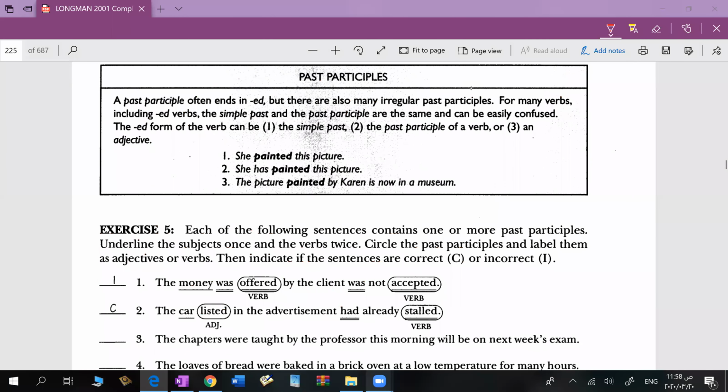She painted the picture. This is the correct sentence. She has painted the picture. Again, this is a correct sentence. The picture painted is now in a museum. So we have here the subject and the verb. And in the middle, we have, again, a reduced relative clause.